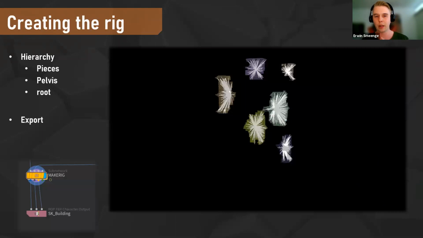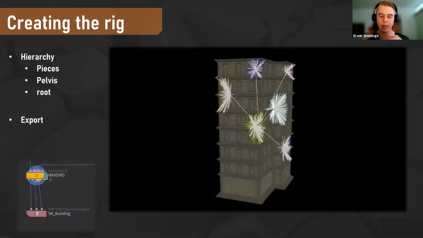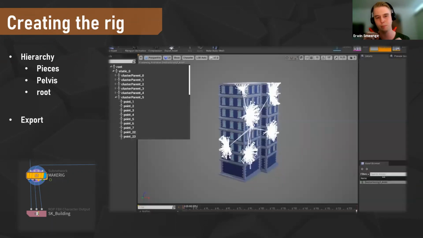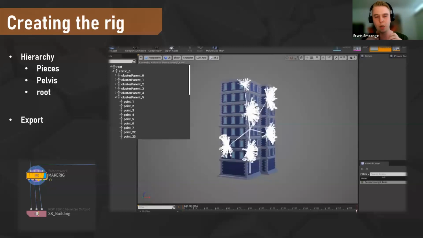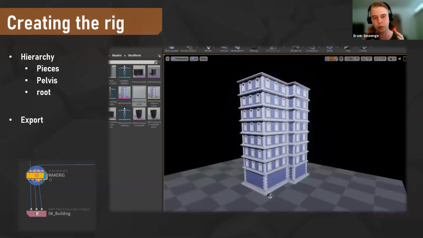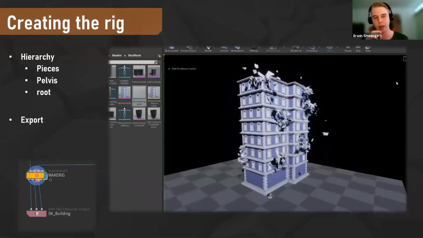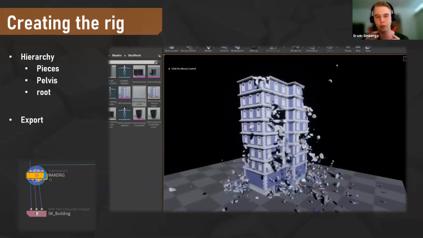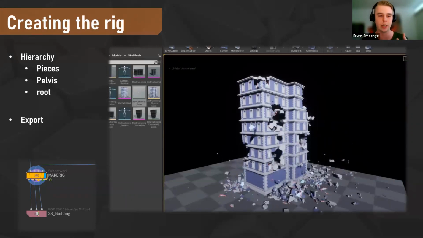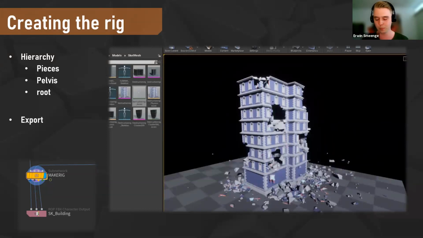Then to create a rig, I loop over each cluster after the simulation, and I make a cluster parent for each cluster, and then merge these cluster parents back to the pelvis, where the pelvis has all the static meshes attached to it. And then the pelvis gets parented to the root bone, creating the rig. And I could export this as a skeletal mesh to Unreal.